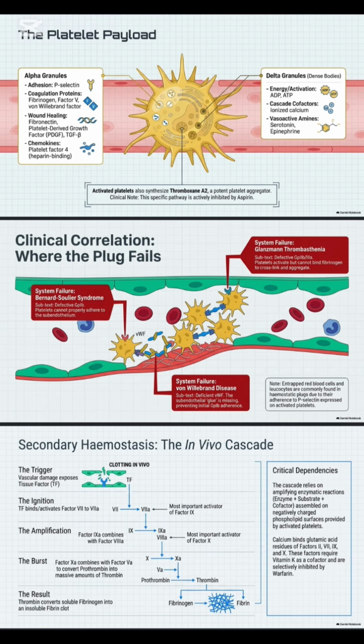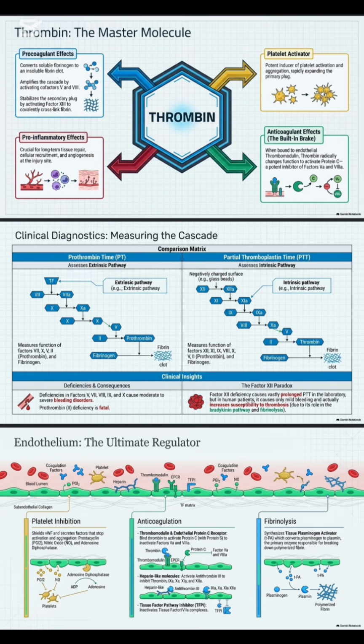Thrombin then turns soluble fibrinogen into fibrin to stabilize or strengthen your clot. Thrombin plays a very big role in this whole hemostasis process. Thrombin has procoagulant effects, as it is the one that converts fibrinogen into fibrin and does other work too. Then it is also a platelet activator. Alongside that, it has pro-inflammatory effects.